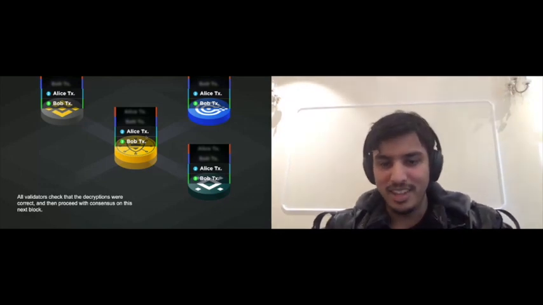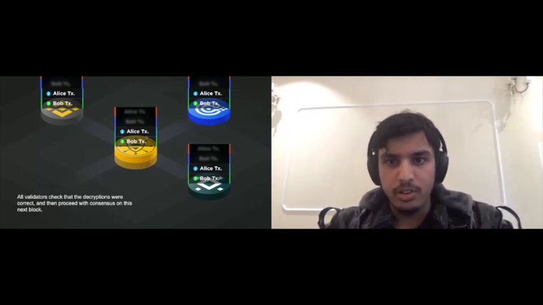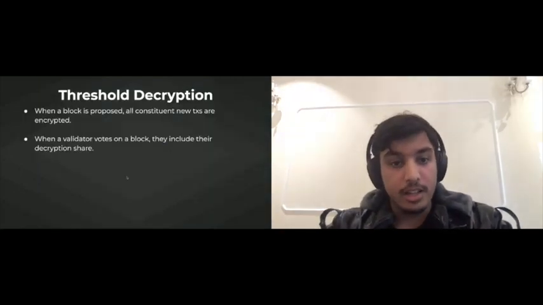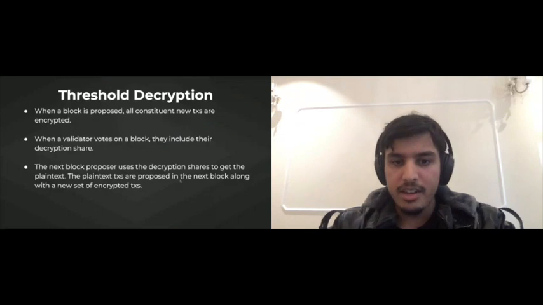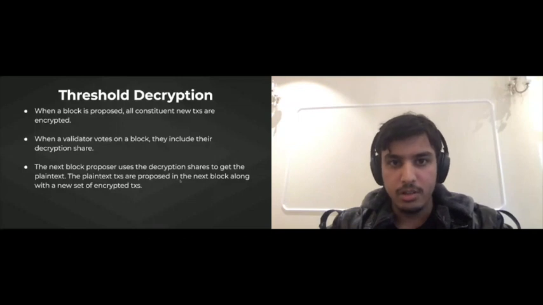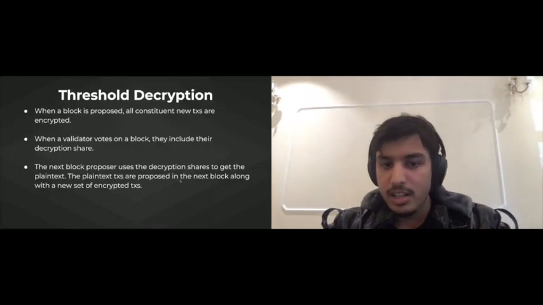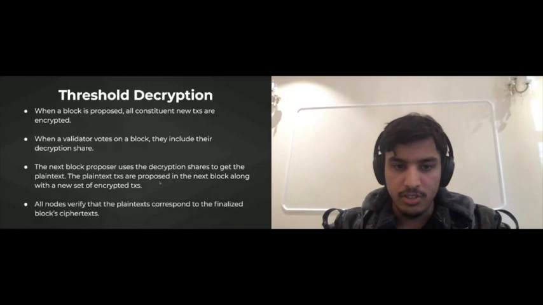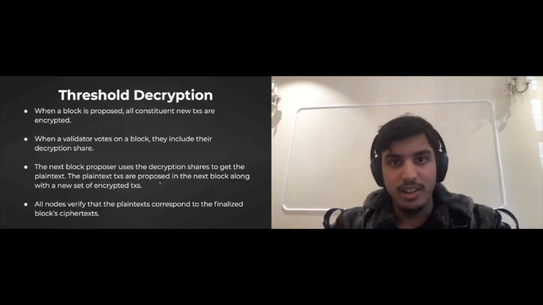So I guess to summarize this a bit, because that's kind of technical. When a block is proposed, all constituent new transactions are going to be encrypted. Then when a validator votes on a block, they include their decryption share for those new transactions in the block. Then the next block proposer uses the decryption shares they got along with those votes to create the plain text of the transactions. And when they propose the next block, they include these plain texts along with the new set of encrypted transactions. And then basically all full nodes are able to verify that the plain texts correspond to the finalized block's ciphertext.